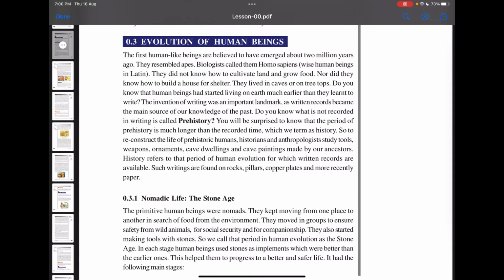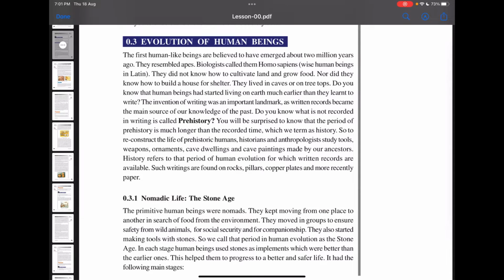The invention of writing was an important landmark, as written records became the main source of our knowledge of the past. Do you know what is not recorded in writing is called prehistory? You will be surprised to know that the period of prehistory is much longer than the recorded time, which we term as history. So, to reconstruct the life of prehistoric humans, historians and anthropologists study tools, weapons, ornaments, cave dwellings, and cave paintings made by our ancestors.